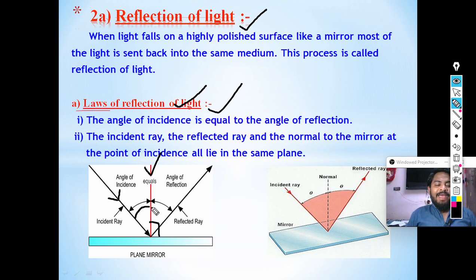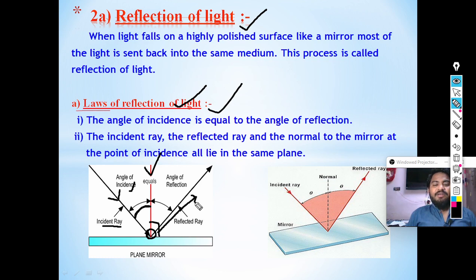So here the angle made by the incident ray with the normal is called the angle of incidence, right? The light which is coming from the source and falling on any surface is called the incident ray. Okay? So what is the angle of incidence? The angle made by the incident ray with the normal is called the angle of incidence, right? So after incidence, what happens? We have discussed already. The light ray bounces back into the same medium, right? This phenomenon is called reflection.